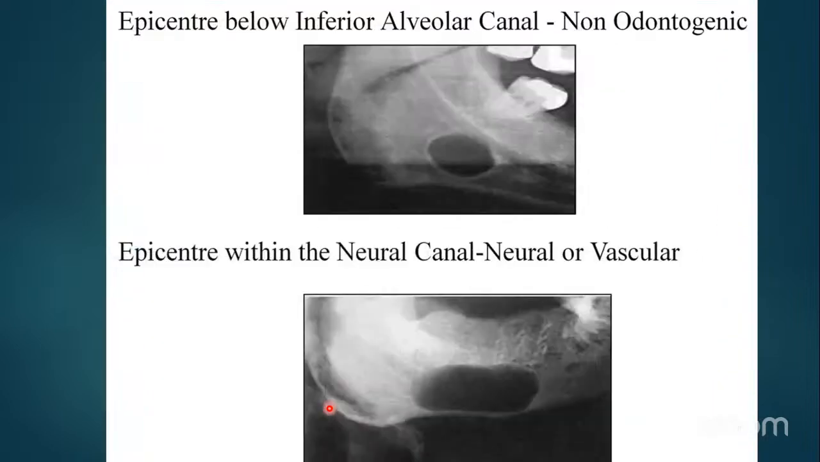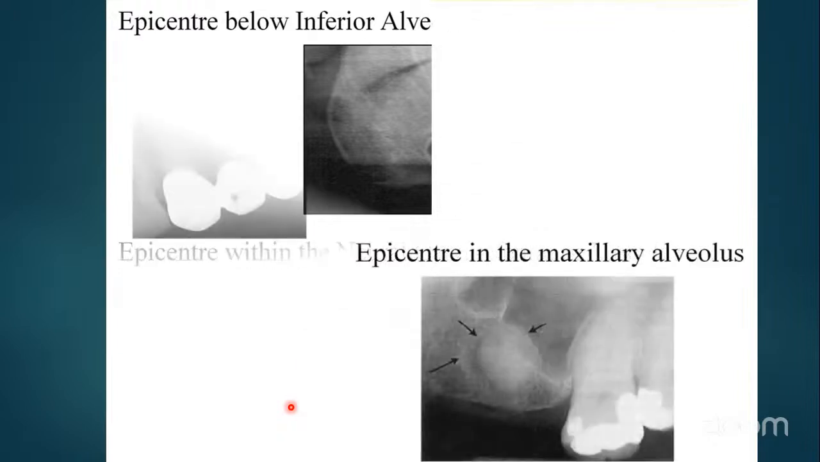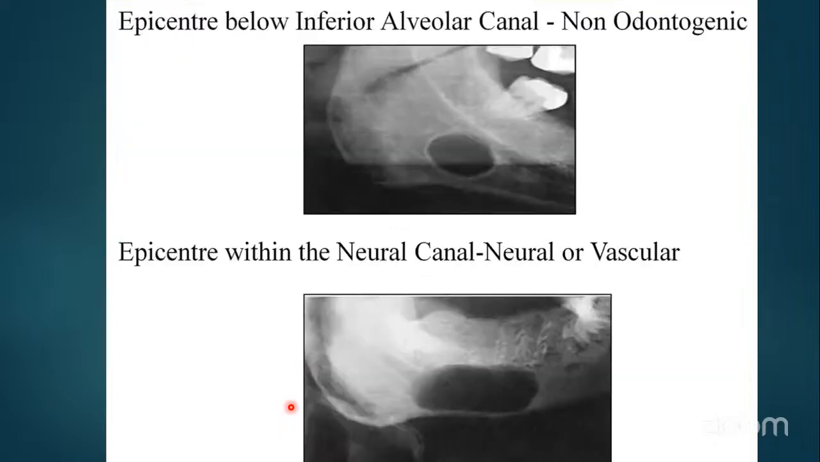This one I already mentioned, right? Epicenter below the inferior alveolar nerve canal, that is non-odontogenic. Whenever it is present within the neural canal, we call it a neural lesion or a vascular lesion. The most important nerve in your mandible is your inferior alveolar nerve. It ends in the mental nerve and also the incisive nerve. That also we should not forget.